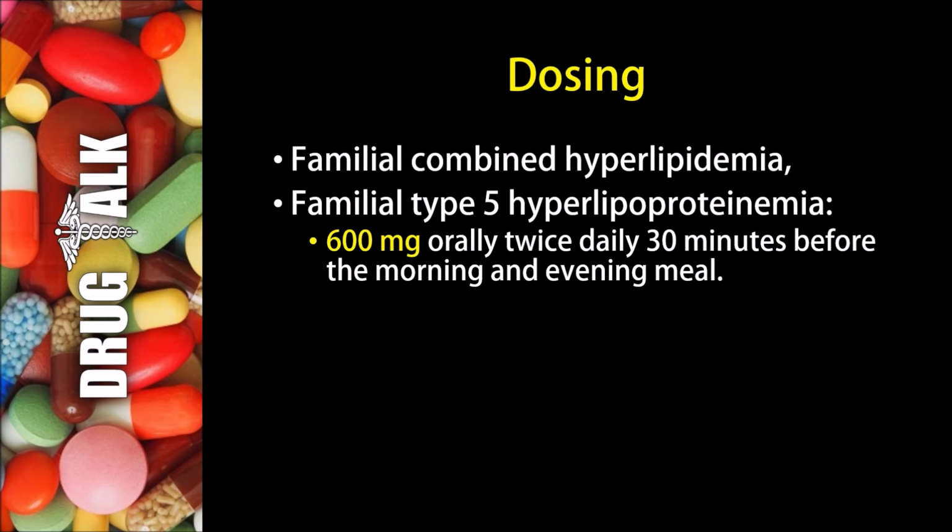So in the treatment of familial combined hyperlipidemia or familial type 5 hyperlipoproteinemia, we would typically see 600 milligrams orally twice daily, given 30 minutes before the morning and evening meal.